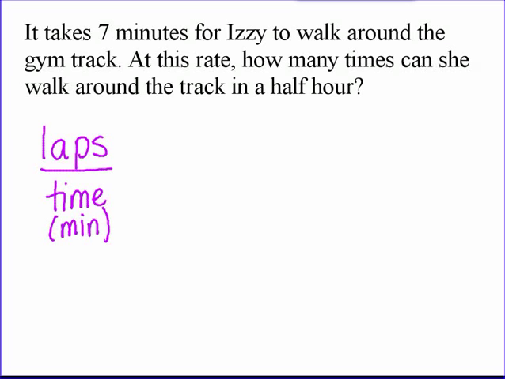So let's write a proportion from the very first sentence. I know that she walks how many laps? One lap in how many minutes? 7. So there's your proportion. That's going to equal, let's look at the question: at this rate, how many times can she walk around the track in a half hour? X over 30. I don't know how many laps, so I'm going to call that x, and I'm going to put this over 30.